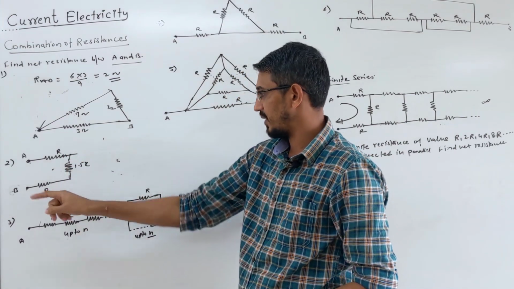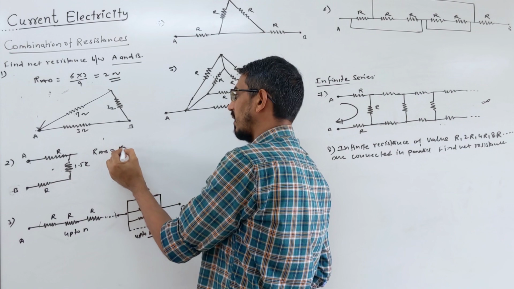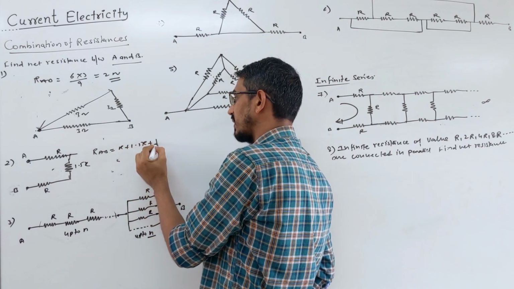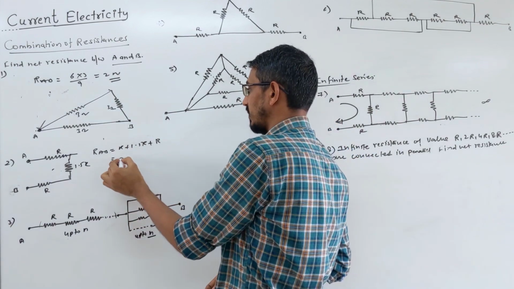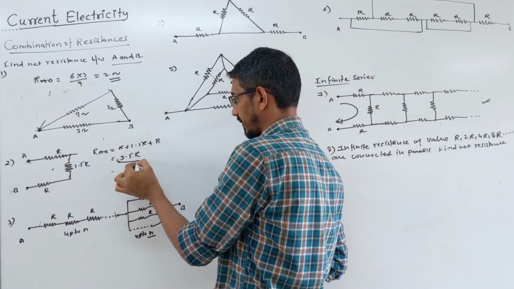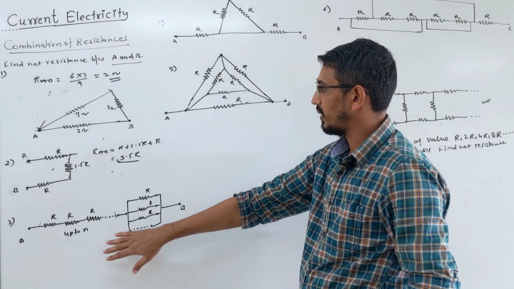Now all these three resistances are in parallel. So your net resistance between A and B is R plus 1.5 R plus R. Correct? Yeah. 2R plus 1.5 is what? 3.5 R. Clear? Okay. Let's move on to the third question.